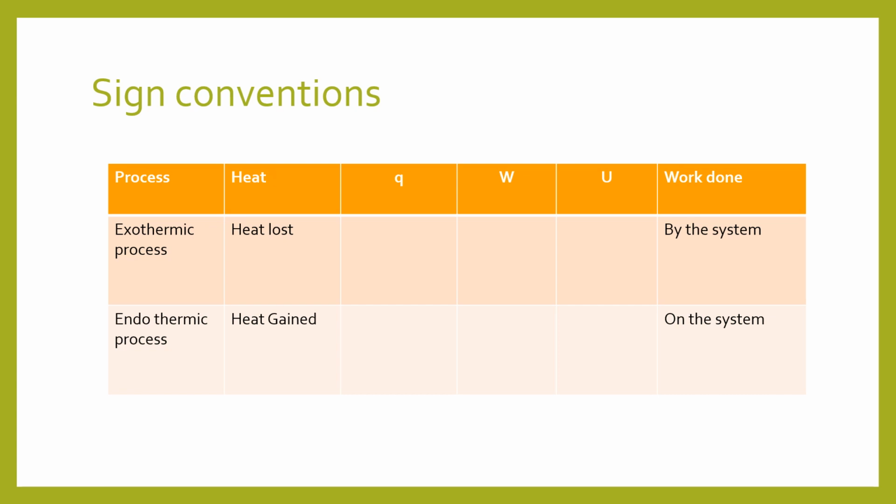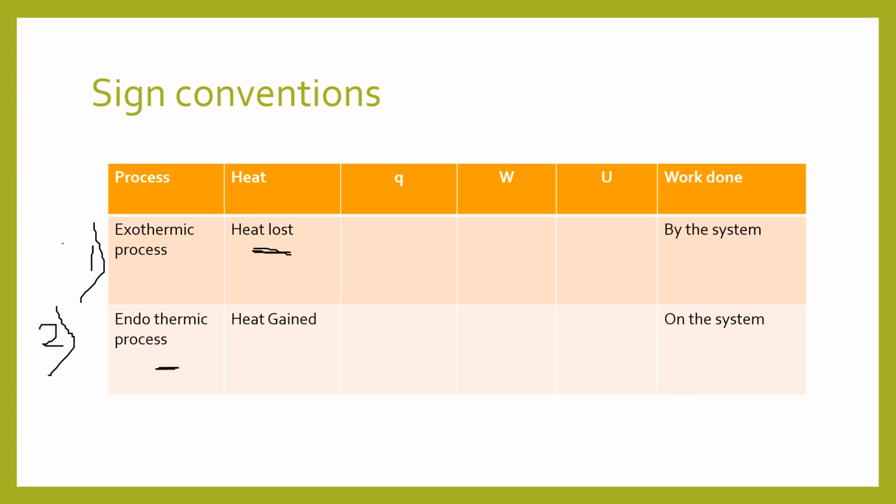endothermic process. Okay, exothermic, endothermic. Exothermic process is the process where heat is lost. Heat is lost from the system. Okay, system evolves heat. On the other side, second type is endothermic process. Endothermic process is where the heat is gained by the system. System absorbs heat.